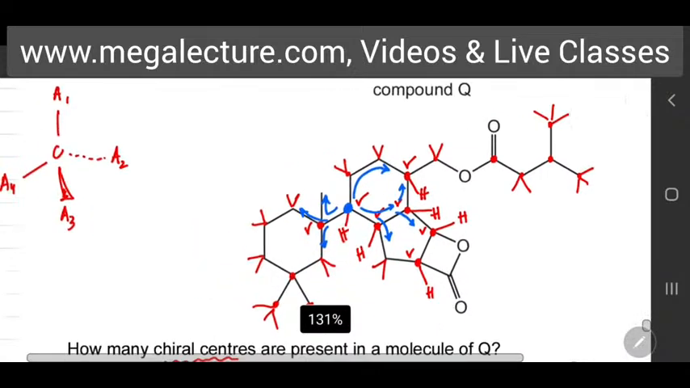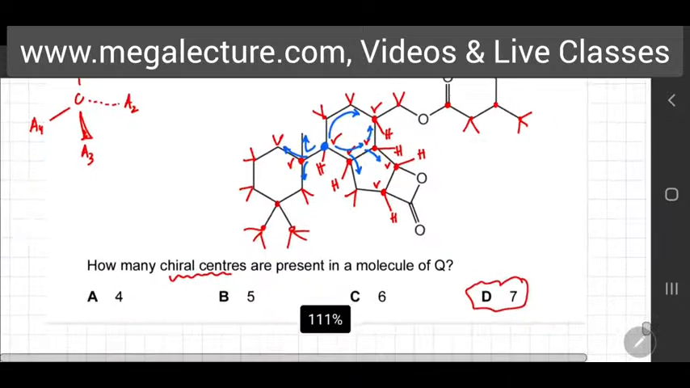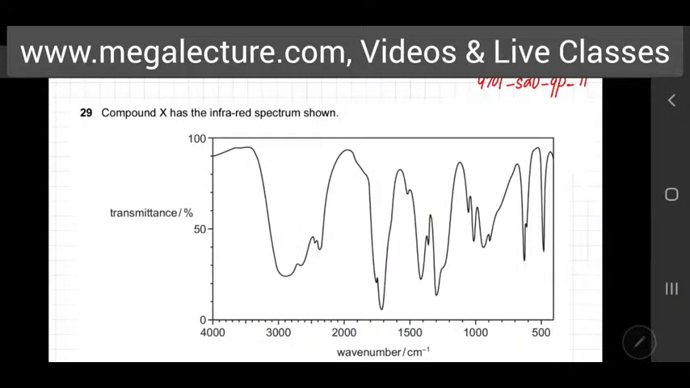So think of chirality in cyclic structures in this way. Anyways, you've got 7, so that's your correct answer. Now, this one is an organic question on infrared spectroscopy, and they're kind of easy questions. The infrared spectrum is given.